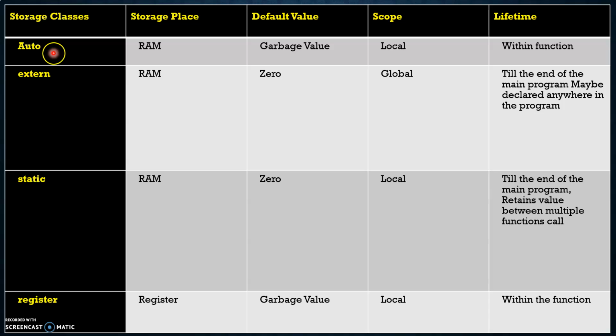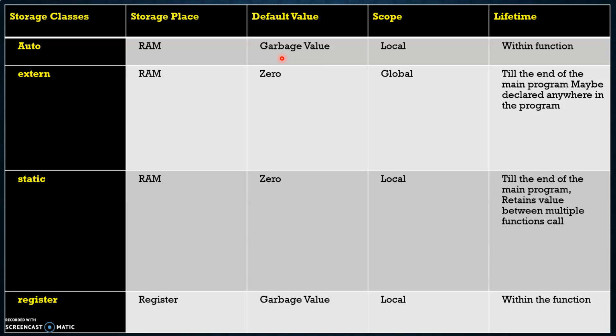So the first one is auto. For auto, the storage place is RAM. Auto, extern, and static, keep in mind that these stay in the RAM. The default value for auto is always garbage, because you are not giving any value.